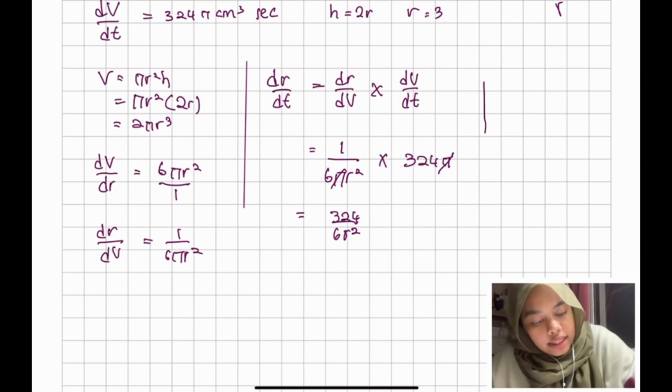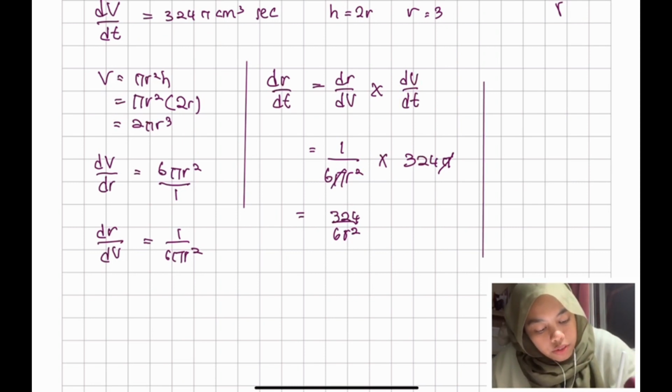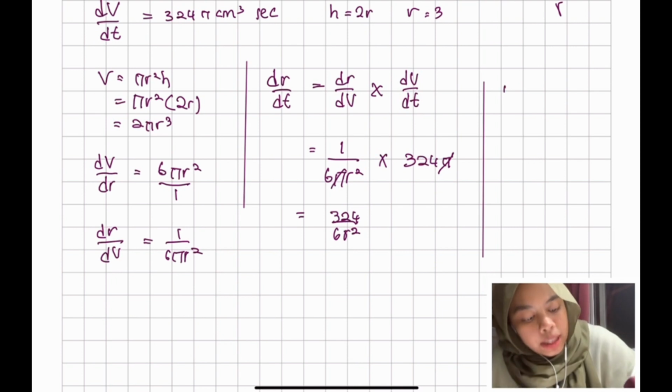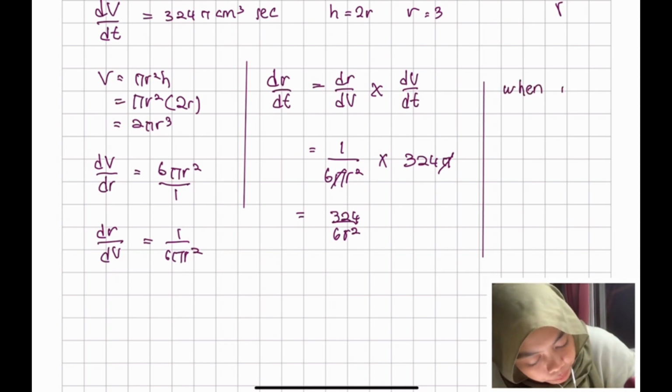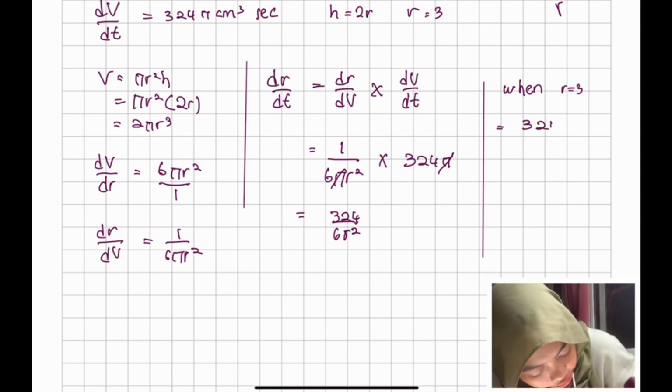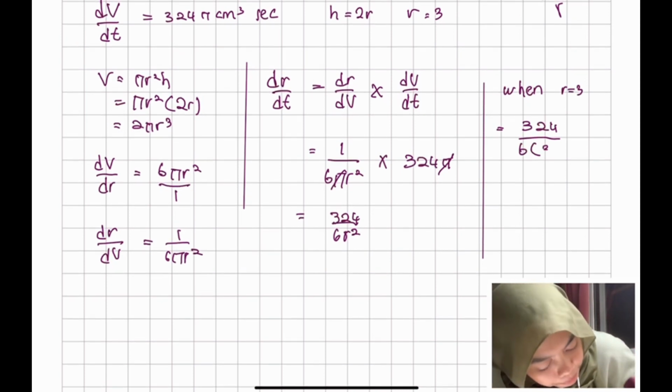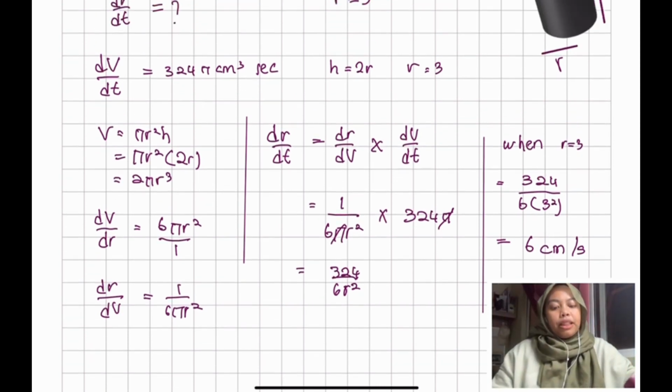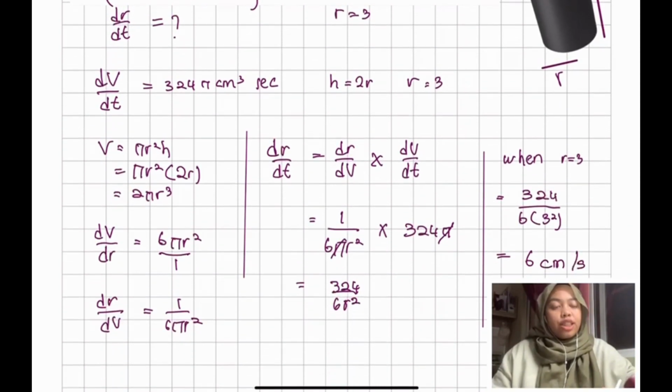So remember that just now they asked us to find the rate of change of radius when r equals 3. So when r equals 3, you only have to substitute the value of r into this equation. So 324 over 6r squared, replace the r with 3. So you get 3 squared. You will get 6 centimeter per second. So that will be the final answer for the rate of change of radius when the radius is 3 cm.